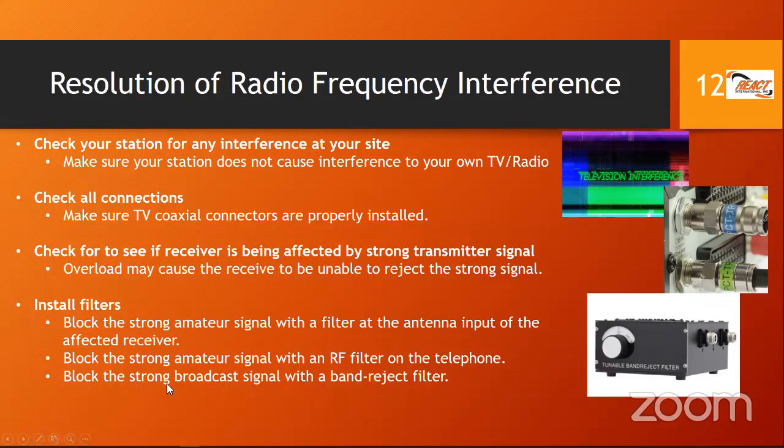Yet another filter that you can install is on your radio side. On the output of your transceiver, your transmitter, you could install a band reject filter that will reduce the interference that you are likely to be causing. So all of these are ways that you can resolve radio frequency interference.